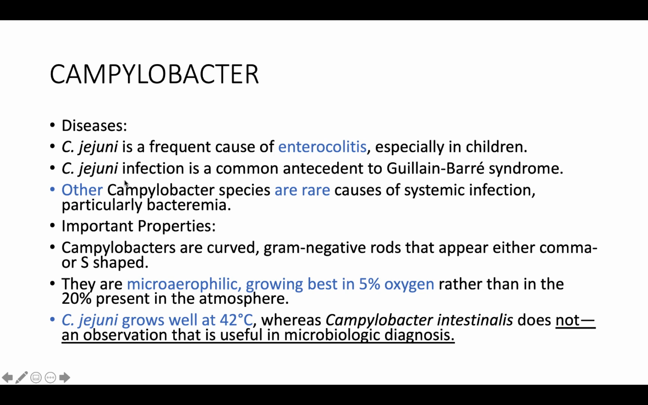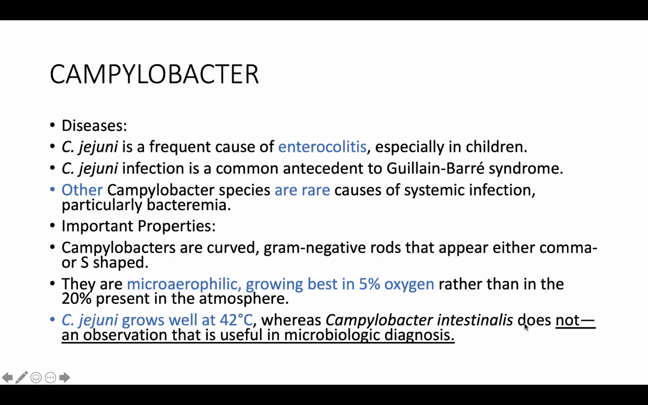We were talking, of course, this is obviously an oxidase positive one, we covered that. Okay, properties: curved gram-negative rods that appear either comma shaped or S-shaped. We covered that at the beginning of the first lecture, in the figure that showed how you see the organism. It is microaerophilic, grows best at 5% oxygen. Growth at 42 is a hallmark of Campylobacter. Growth at 42, extremely important for exams.